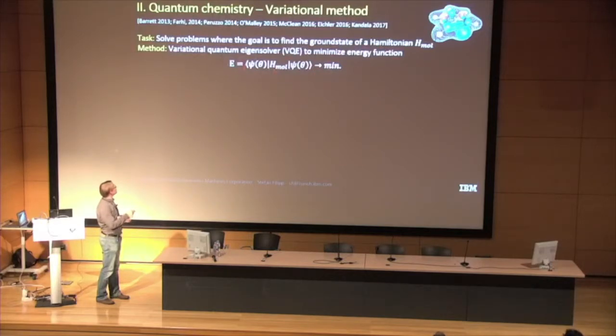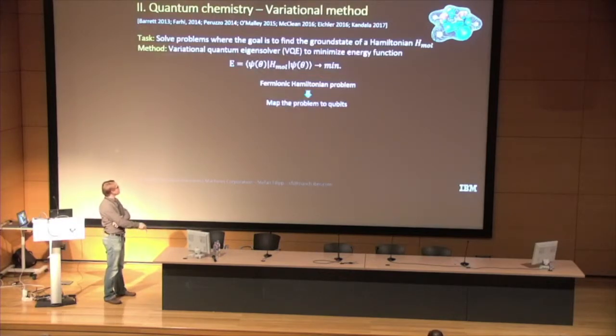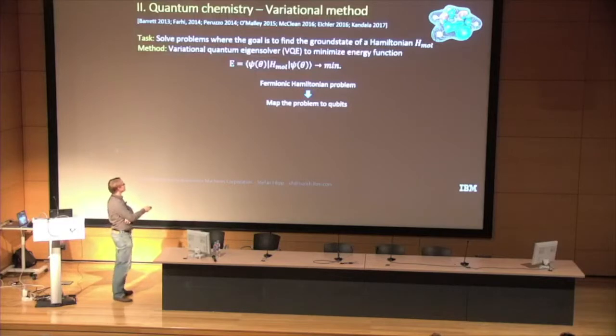So we have now psi, a quantum state that is prepared on the quantum computer, and we calculate the energy on a classical computer by optimizing these parameters until we find a minimum. So for the chemistry problem, we have to do this in several steps. We have the Fermionic Hamiltonian problem. So first, we have to map the problem onto qubits. And there are known methods, and I don't want to go into details here.